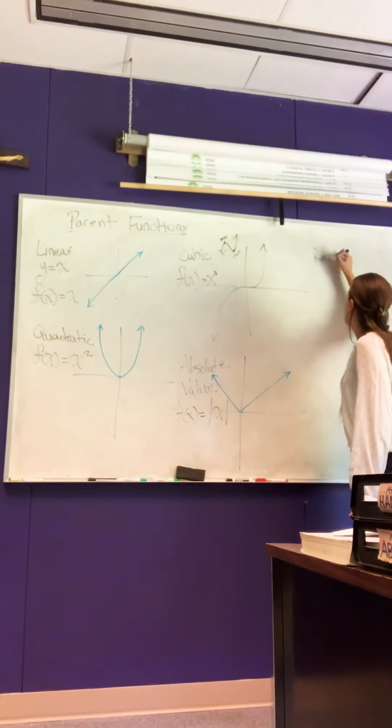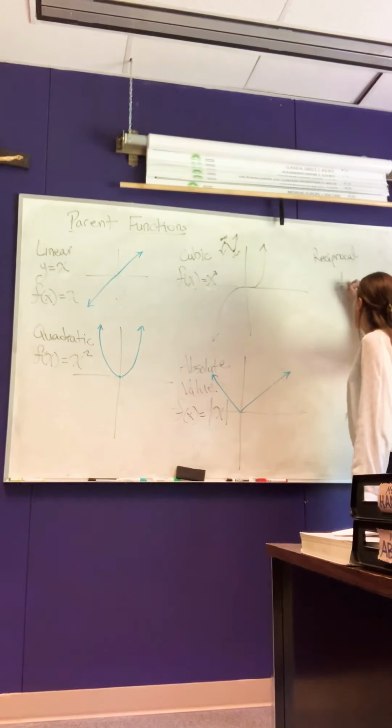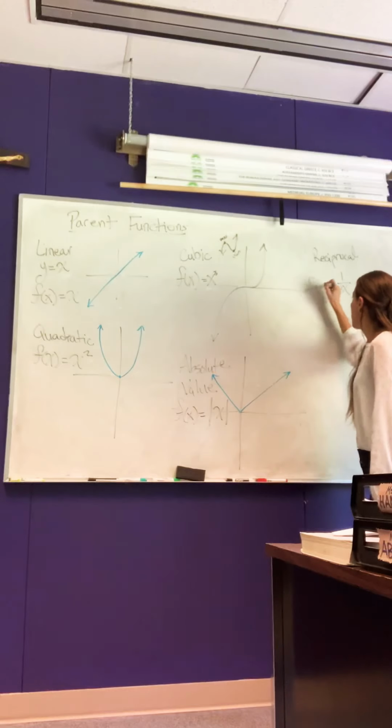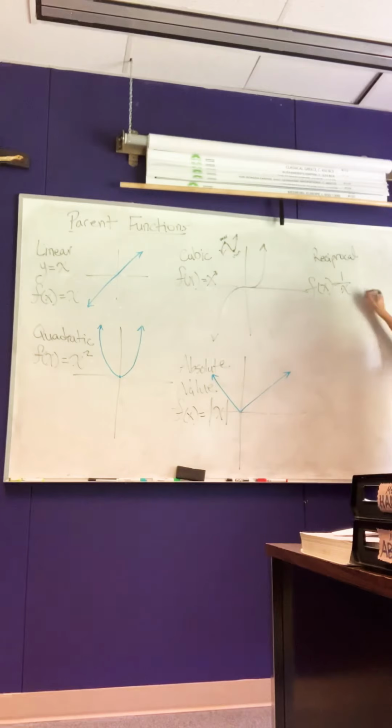Reciprocal. Reciprocal function. So we're taking 1 over x would be the reciprocal. So function of 1 over x. And you get this kind of shape like that. It's supposed to be like they kind of approach the axes. Okay, we're copying this in our notes.